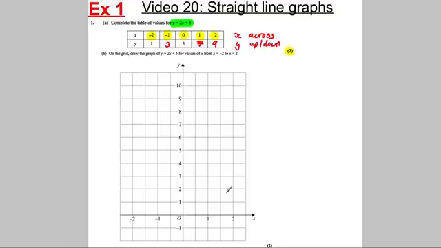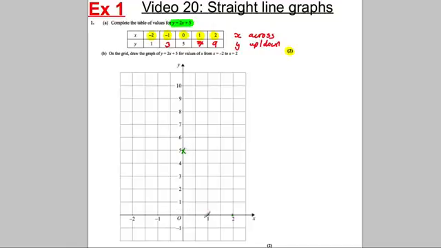Now, really important you spot this here. 2 squares is worth 1 along the bottom, but only one little square is worth 1 along here. They've done that to trick you. Don't fall for the trick. So let's plot 0 with 5. 0 across, 5 up. There.